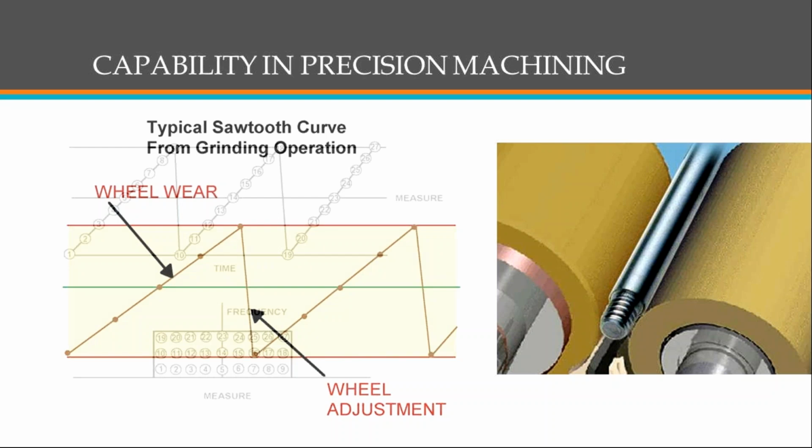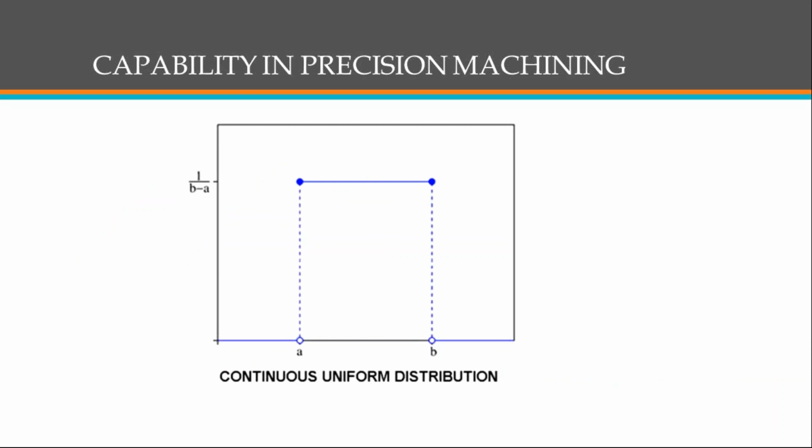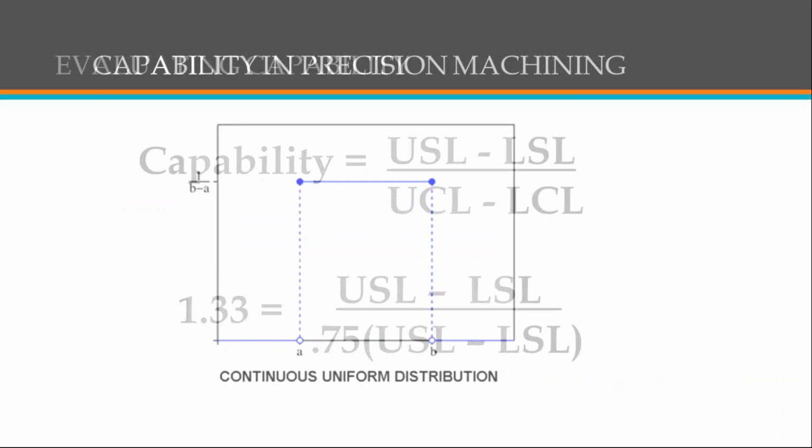If you take a look at the sawtooth curve, it generates a rectangular, or continuous uniform, distribution. It's not normal, and it's not supposed to be normal. So assuming that it's normal would actually be incorrect. It's the continuous uniform distribution, and that's what you expect.